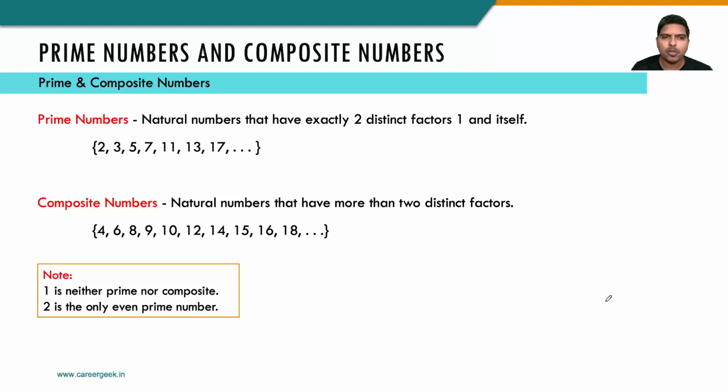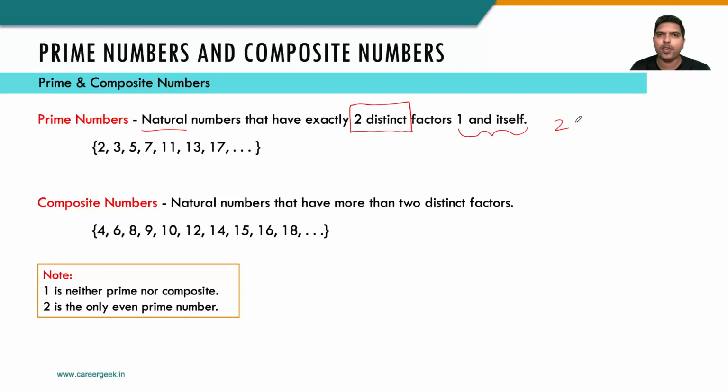So what is a prime number? Any natural number that has exactly two distinct factors. Natural number, so integers for sure. Exactly two different factors, which are one and itself. So first of all, natural numbers, that means no negatives can be prime. It should have two distinct factors.